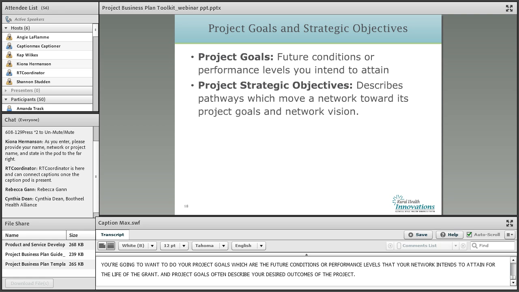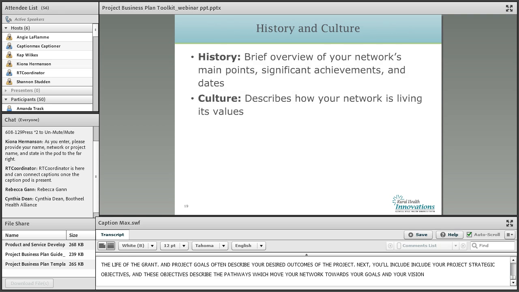As part of the network and project profile, you'll first be asked to add your network's vision and mission. I don't know that we need to go into what those are. I think you know what those are. But again, these can be found in your strategic plan.